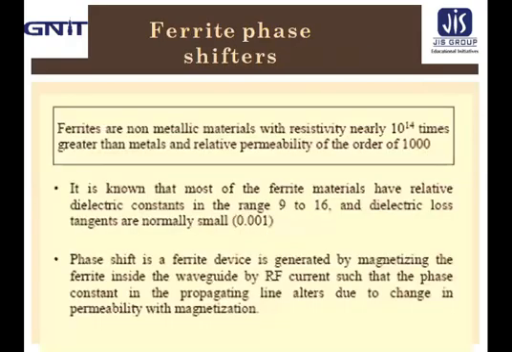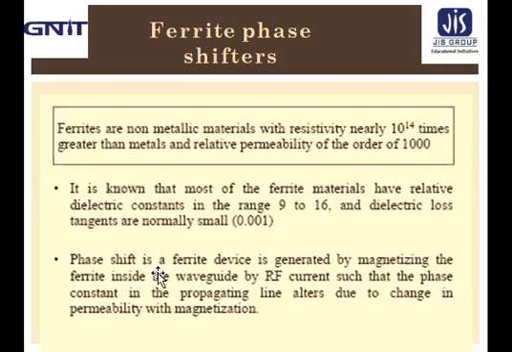And the next one is the ferrite phase shifter. Ferrites are non-metallic materials with resistivity nearly 10 to the power 14 times greater than metals, and relative permeability of the order of 1000. It is known that most ferrite materials have a relative dielectric constant in the range of 9 to 16, and the dielectric loss tangents are normally very small, that is 0.001.